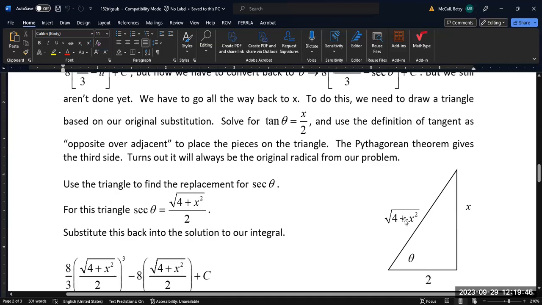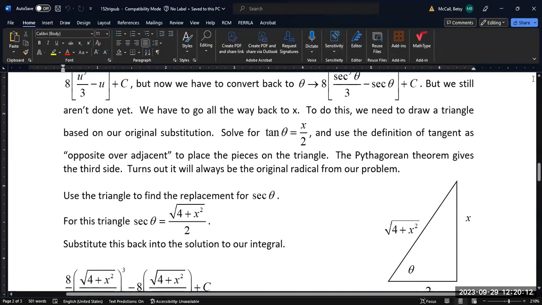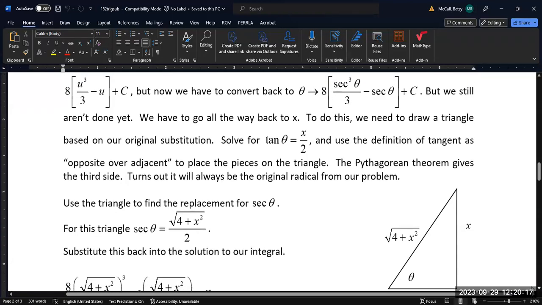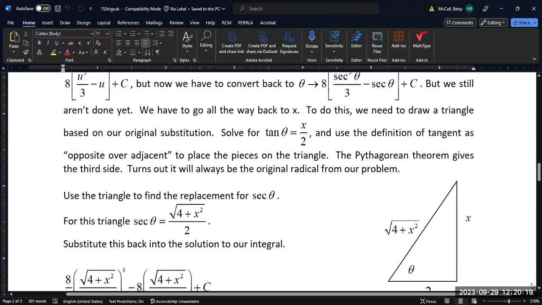So that is just solving this, when we simplified that square root, we got 2 secant theta. If we set that radical equal to 2 secant theta, solving for secant theta, we get the same thing as we got out of this triangle. And then we simply replace this expression for secant into our expression that we got up here. Everywhere there's a secant, we replace it with this expression.